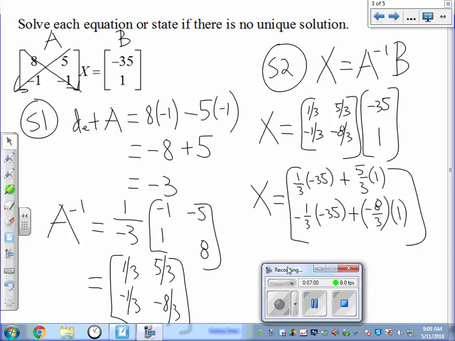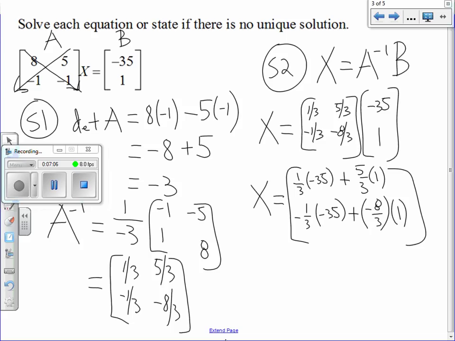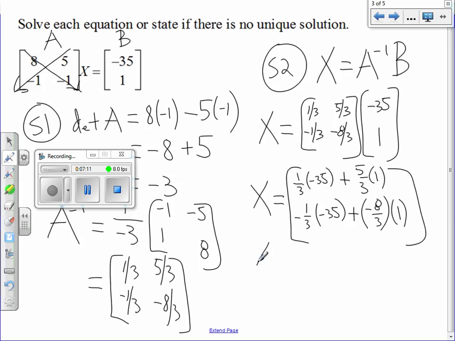All right, now, let's simplify this. -35 times a third is simply -35/3. Plus 5/3 times 1 is 5/3. Now, the second row, a negative times a negative makes a positive. We're going to get 35/3 plus -8/3.